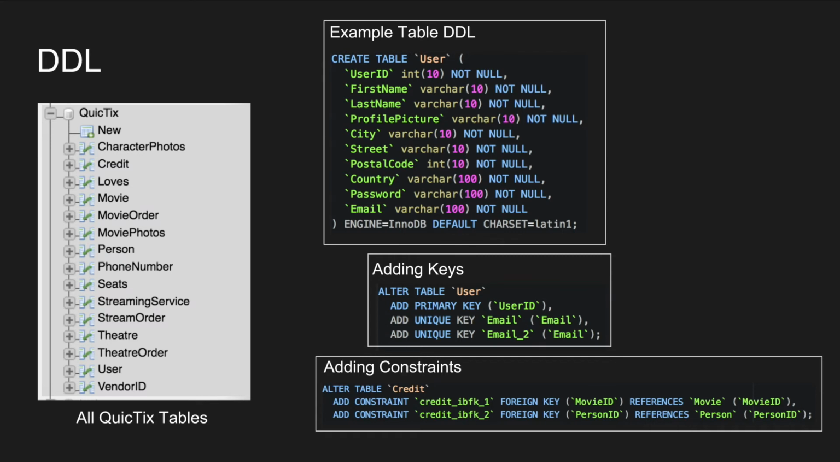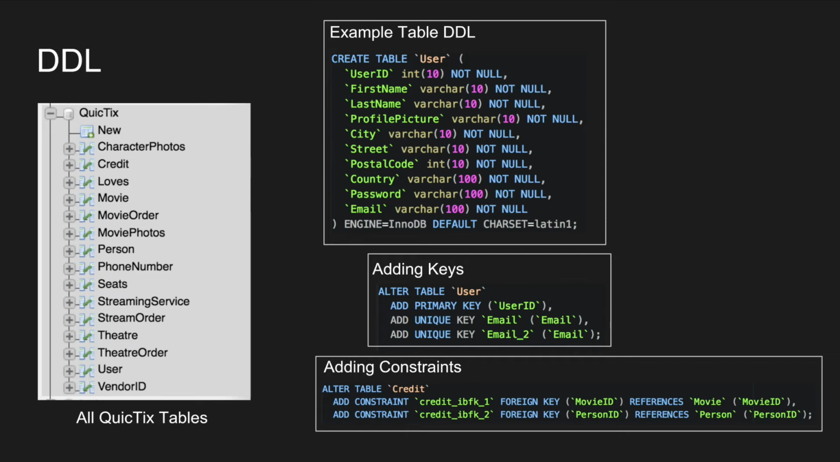In order to configure the structure of the database, we executed DDL queries to create each of our 15 tables, both adding primary keys and designating the unique attributes, and also defining constraints that link each table to one another. In this example SQL, we first create the user table, defining each attribute and data type.